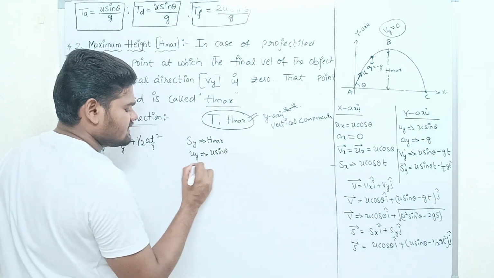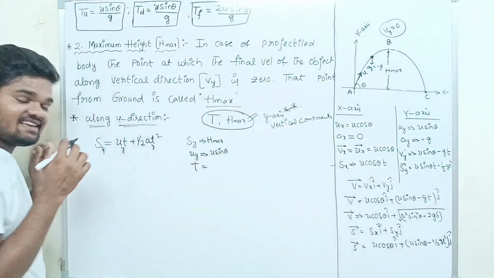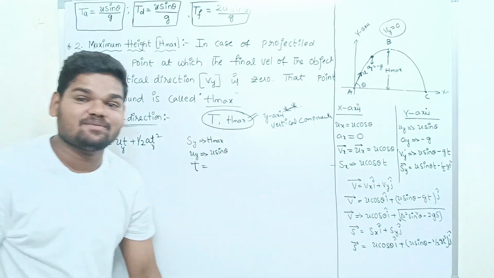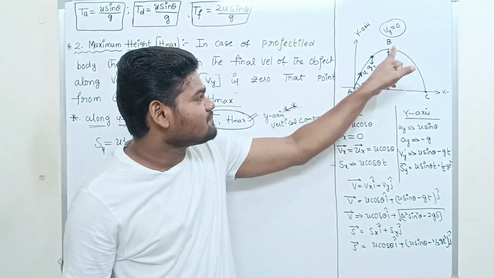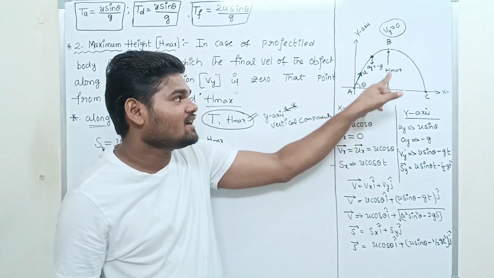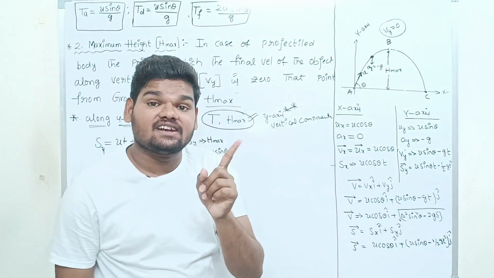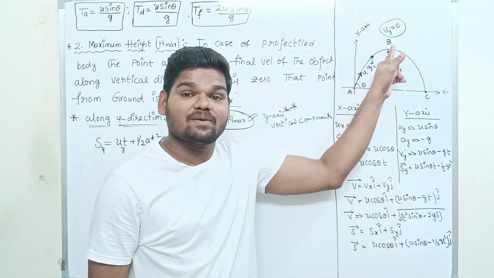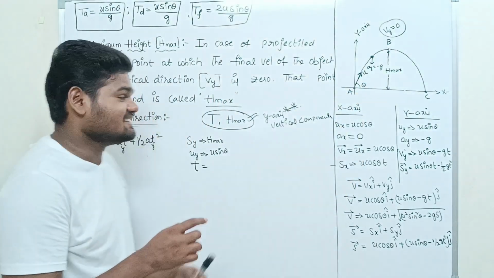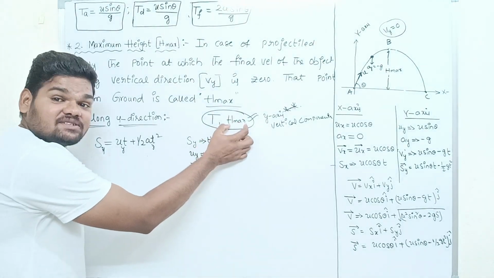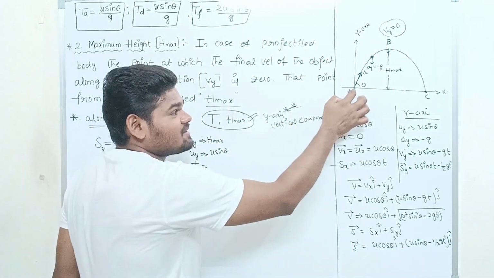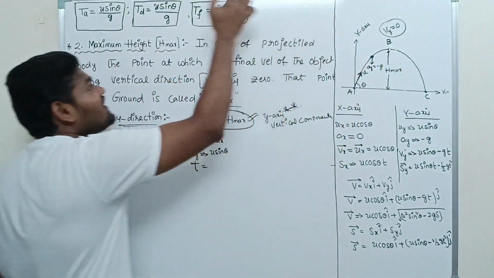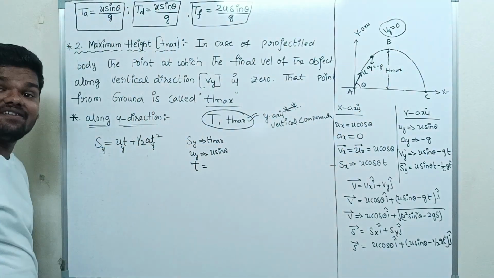What is t? T is nothing but the time taken by the object to reach maximum height. Have a look, here we have the maximum height point. What is the definition of time of ascent? Time taken by the body to reach maximum height from the point of projection is called time of ascent.